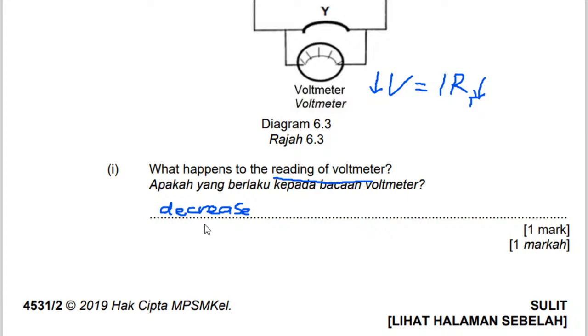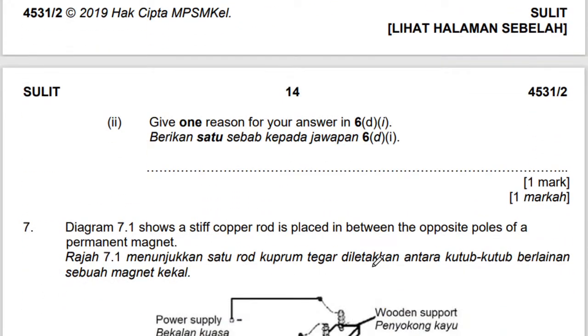And then the reason. So you cannot just write resistance here. Jangan tulis resistance only. It should be effective resistance, ataupun total resistance. But the best term will be effective resistance. Okay, effective resistance decreases. Don't write resistance only. This is the effective resistance ataupun total resistance. Clear?